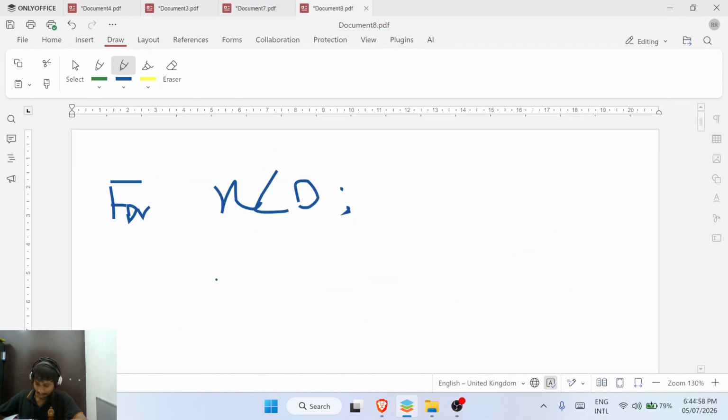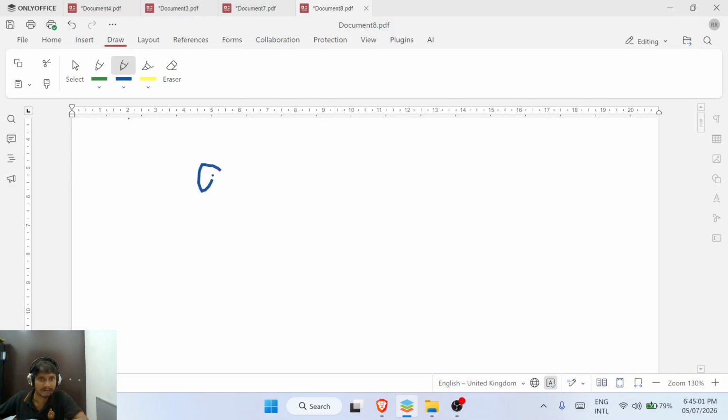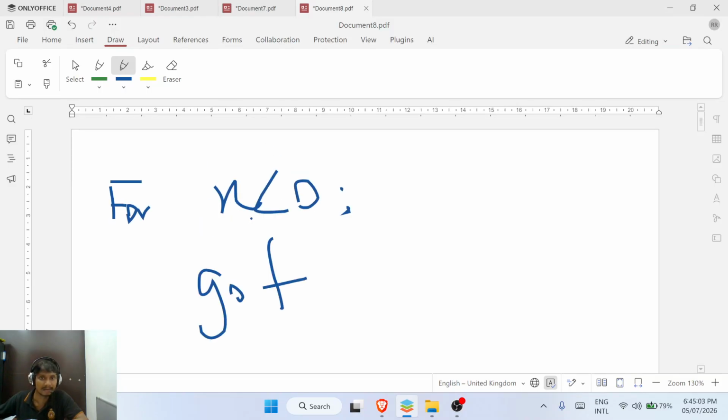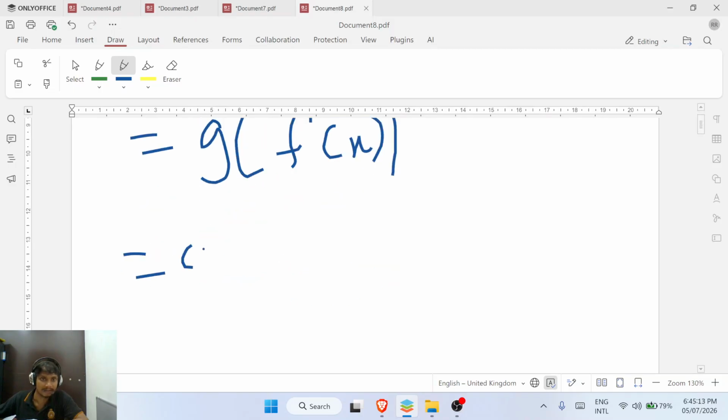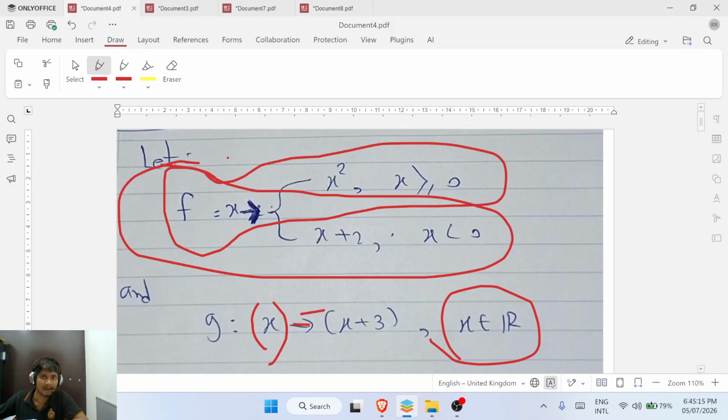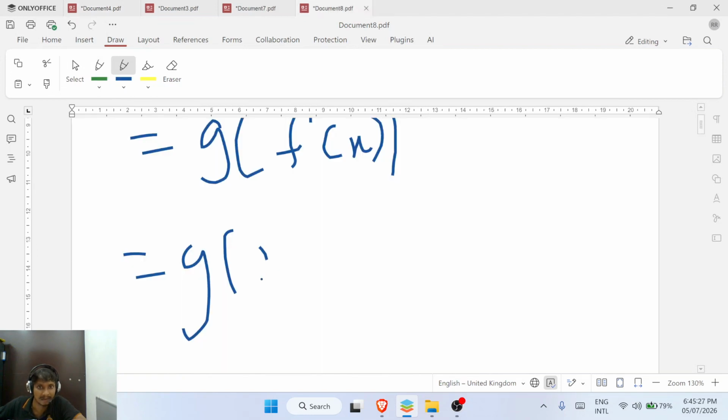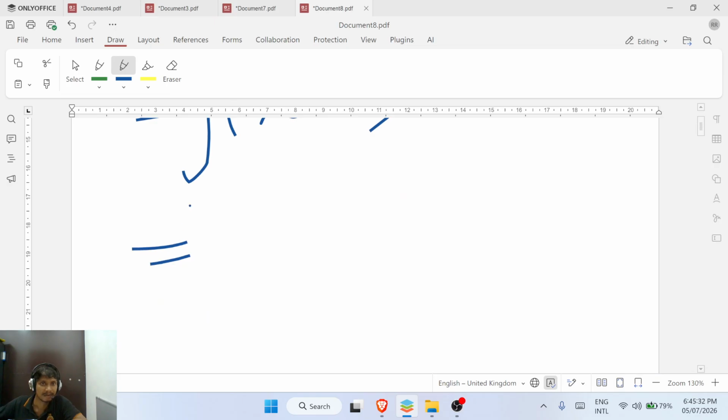What do we have to find? g of f of x for x less than 0. g of what? What is f of x? There are two values for f of x: x square and x plus 2. Now we are discussing x less than 0, negative values of x. Therefore, we substitute x plus 2 instead of f of x. Therefore, g of x plus 2.